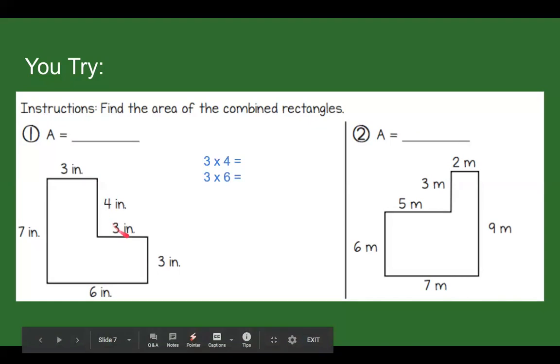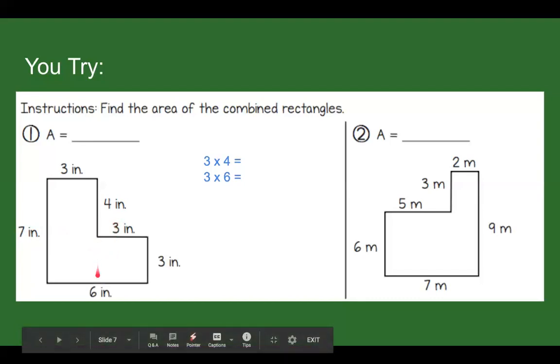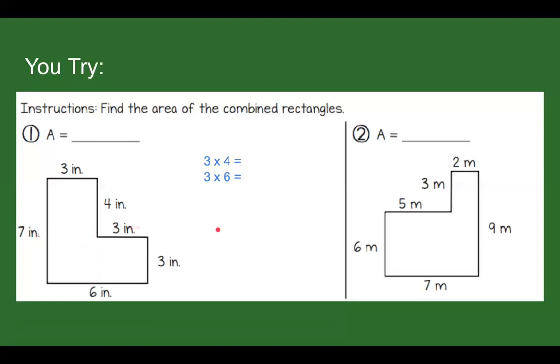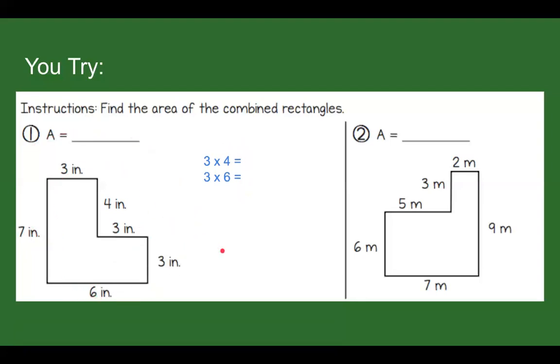You don't even have to worry about that 3 or that 7. Remember I said earlier, we don't always use all the numbers. You could have, if you decide to cut it here instead, but I chose to cut it here. So either way, you can try it out. So do 3 times 4, 3 times 6, and then we're going to add those two answers together to get the area of the whole figure. So if you need to pause the video, pause it and solve.